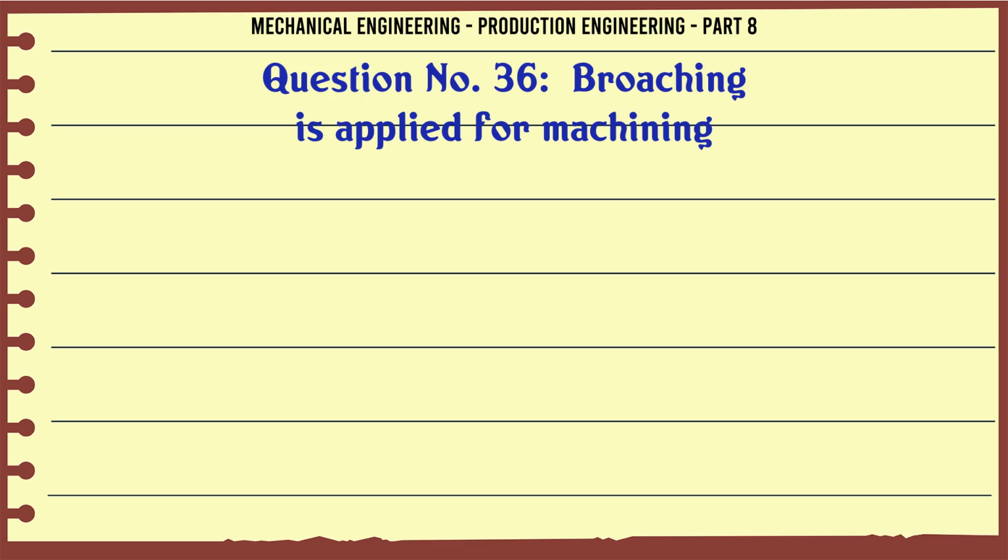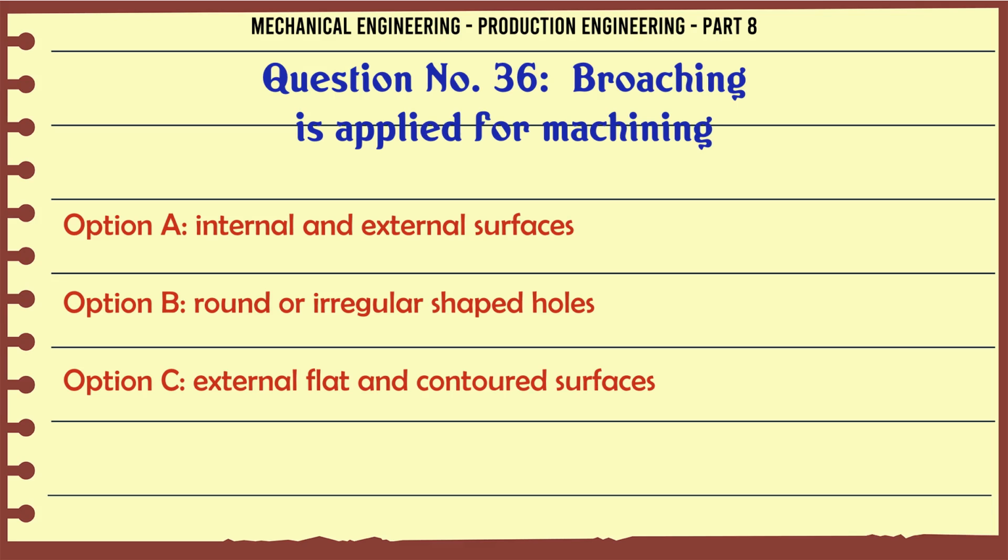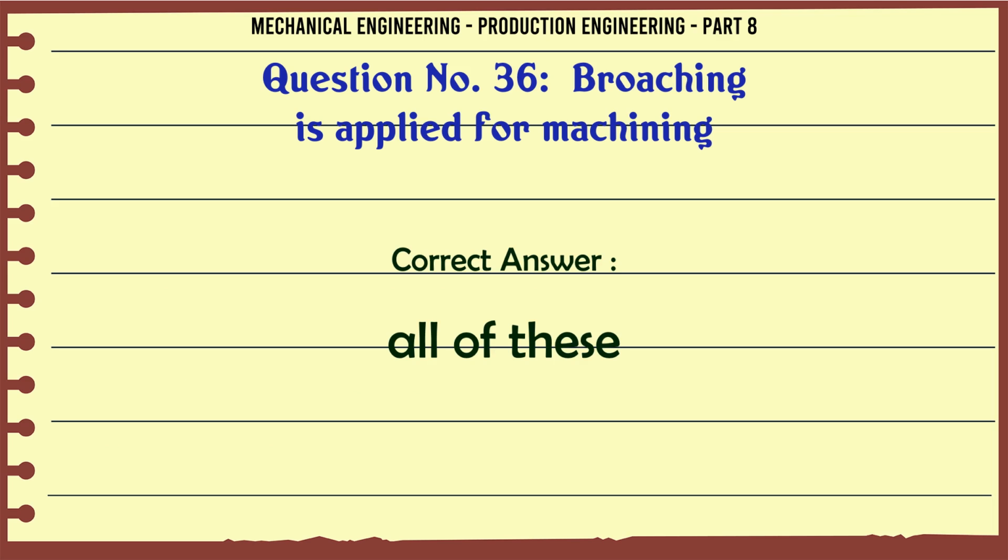Broaching is applied for machining A. Internal and external surfaces. B. Round or irregular shaped holes. C. External flat and contoured surfaces. D. All of these. The correct answer is all of these.